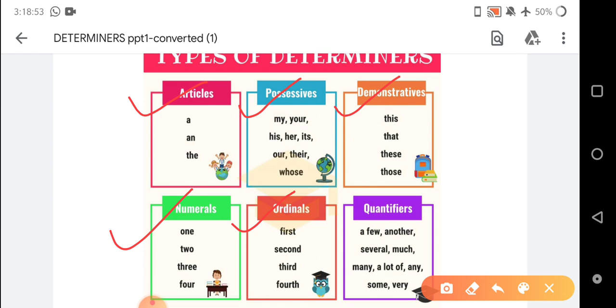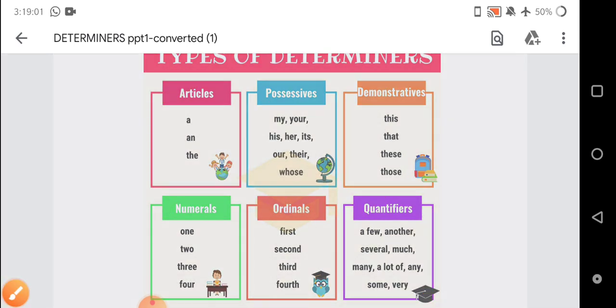The 6th category is quantifiers. As the title suggests, quantifiers are the determiners which indicate the quantity. A few, another, several, much, many, a lot of, any, some, very. Again, we will discuss quantifiers in detail later on.